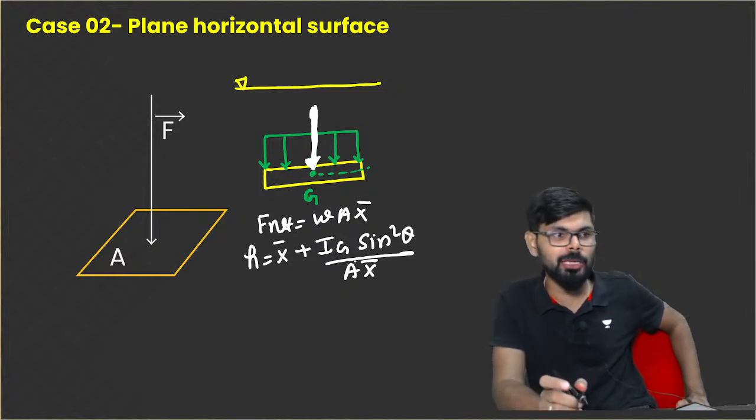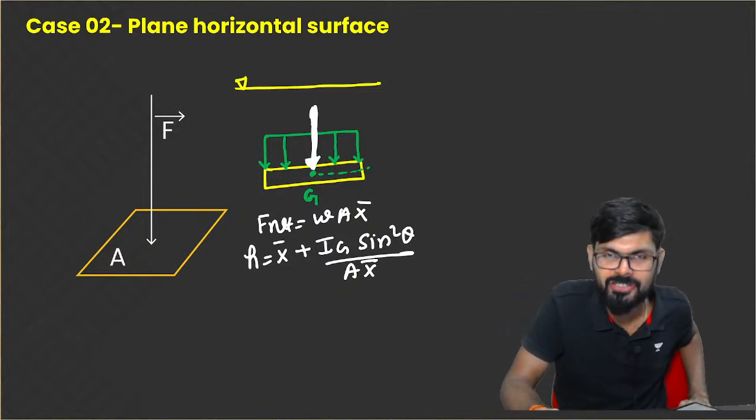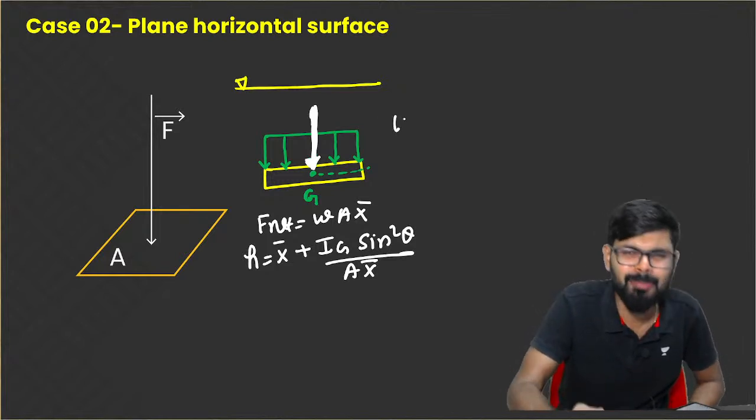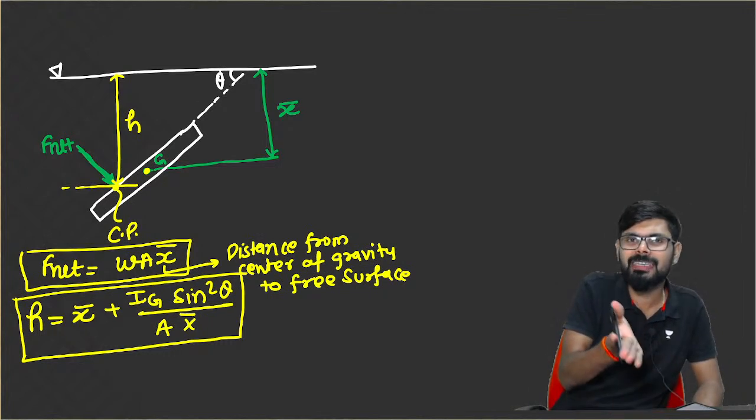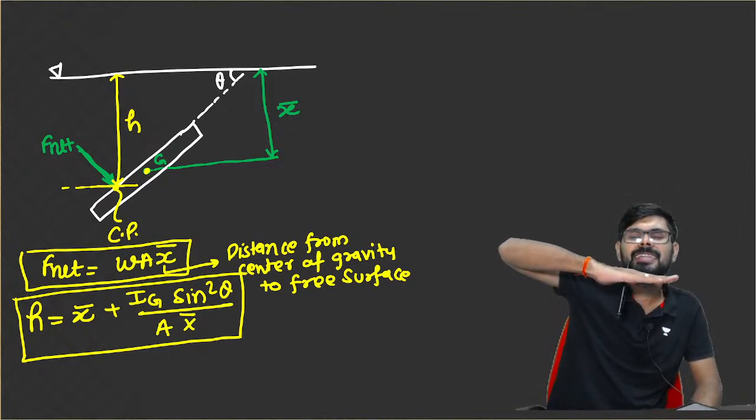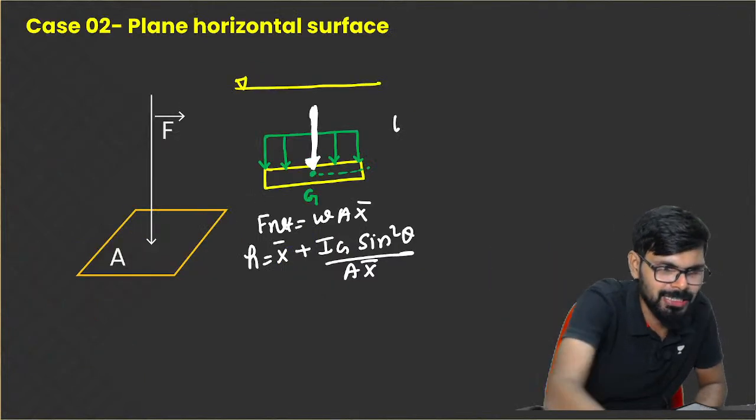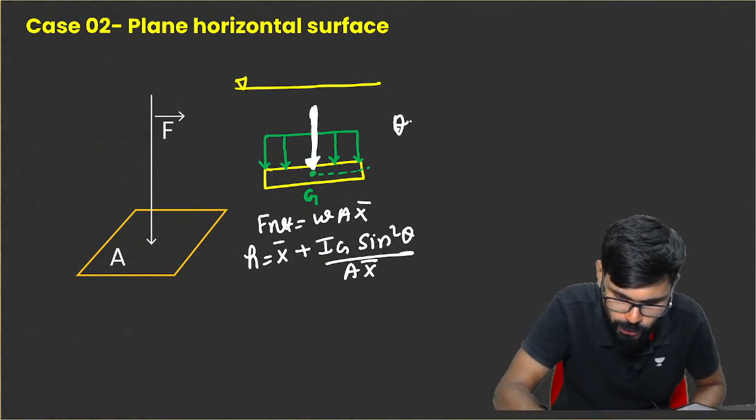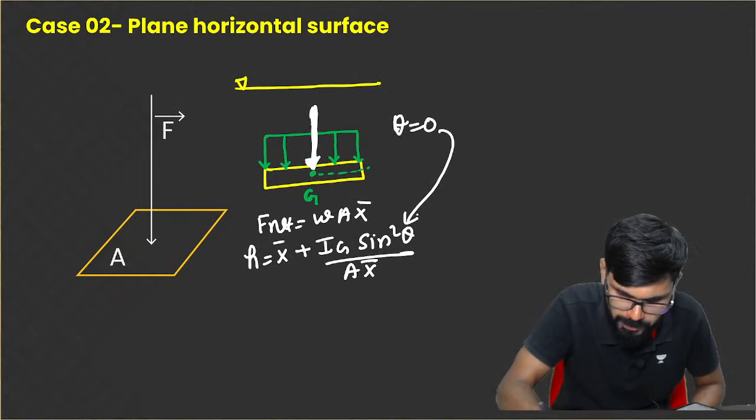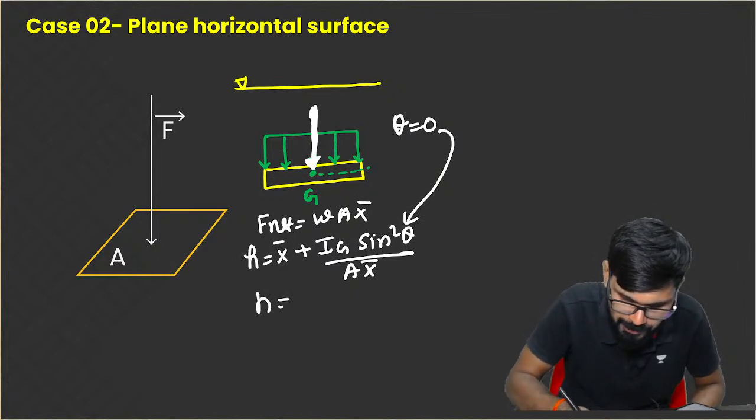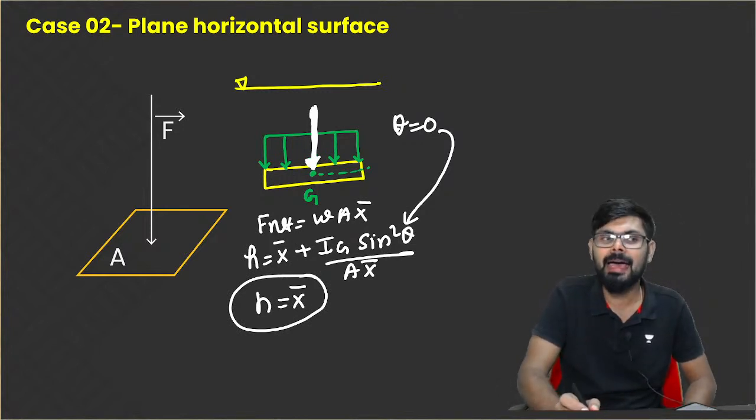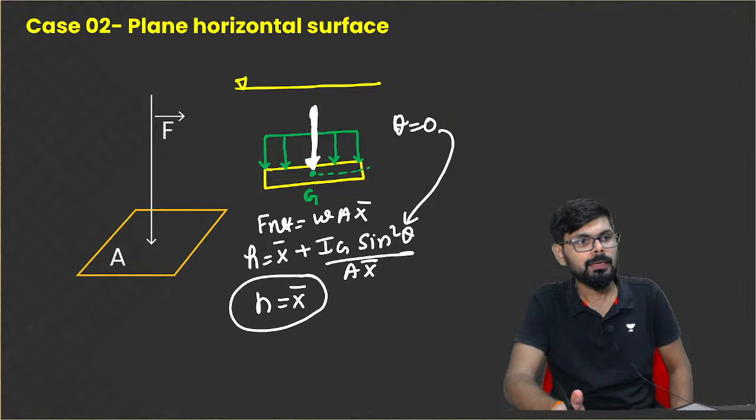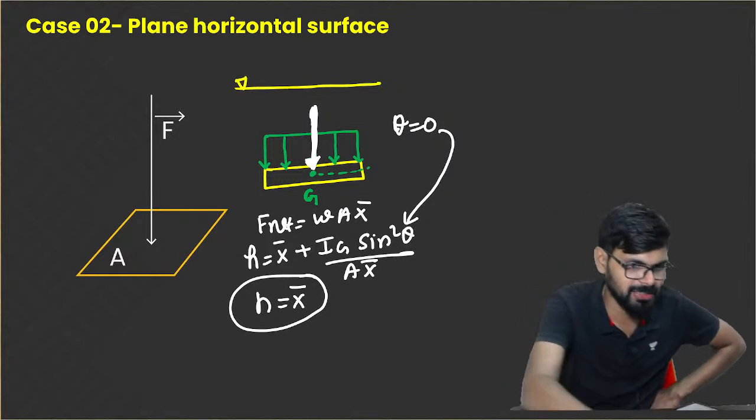Now what is the theta value? Here theta value is basically zero. Dekho idhar, in this case, if theta value becomes 0, then the plate will be horizontal. That is the only case. So that's why here theta value will be basically 0. So put this theta value here. Sine 0 is 0. So basically h value will come x bar. That you can see from the diagram also. Clear? That is the plane horizontal surface.